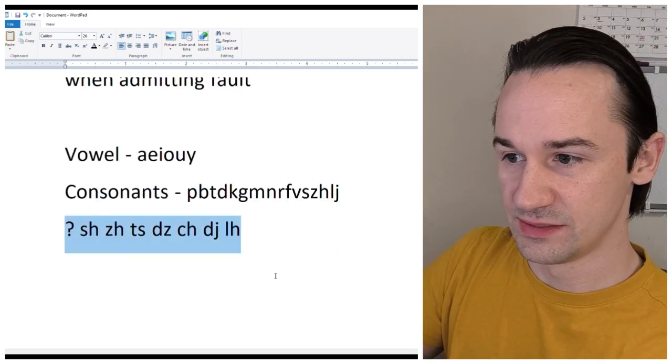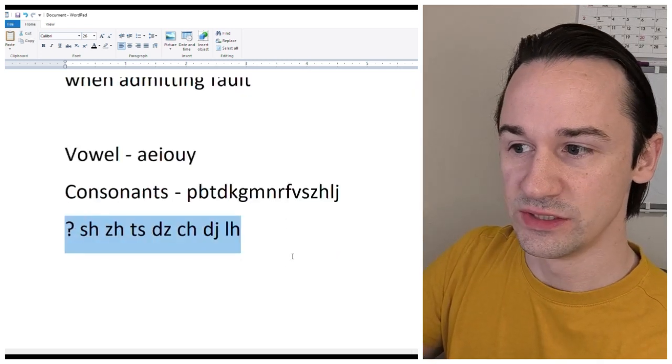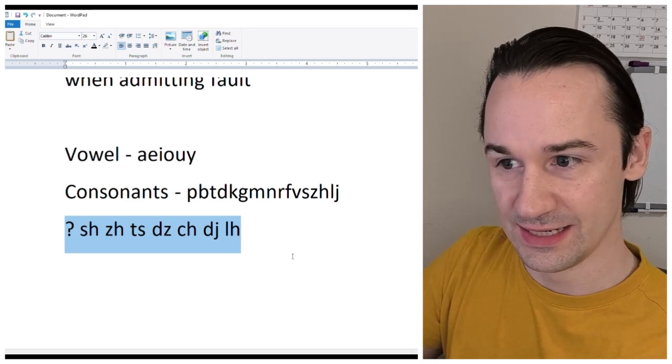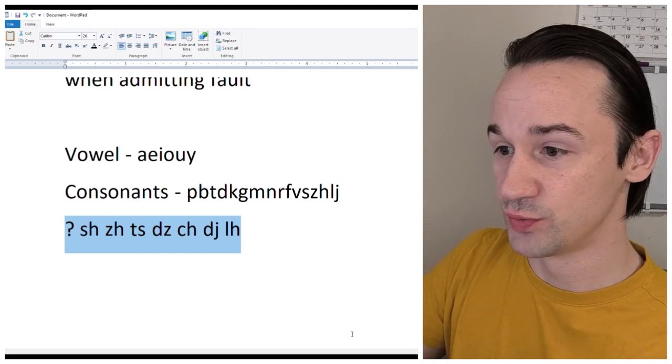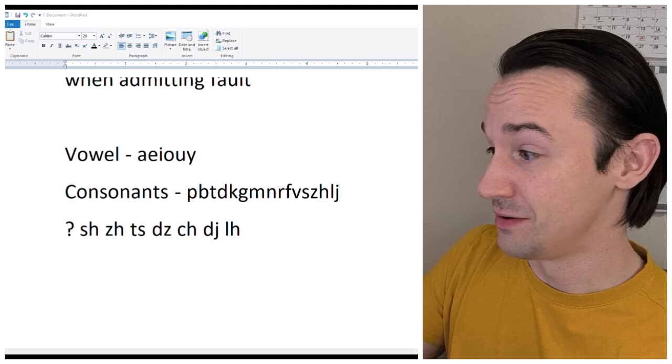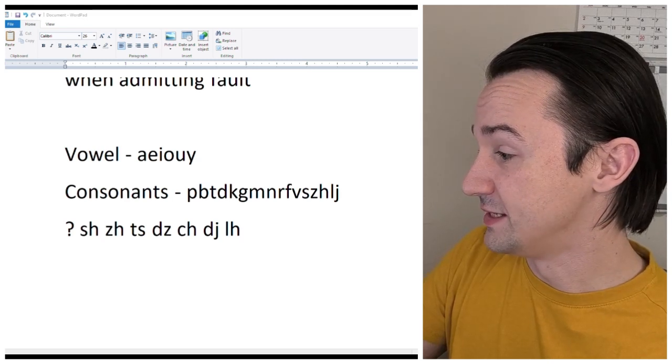Now I have the other sounds here. There are 8 sounds that we do not have a 1-for-1 for in English. I need to have some way to write these. My new favorite program is WinCompose. I don't know why I didn't know about this when I was in school.